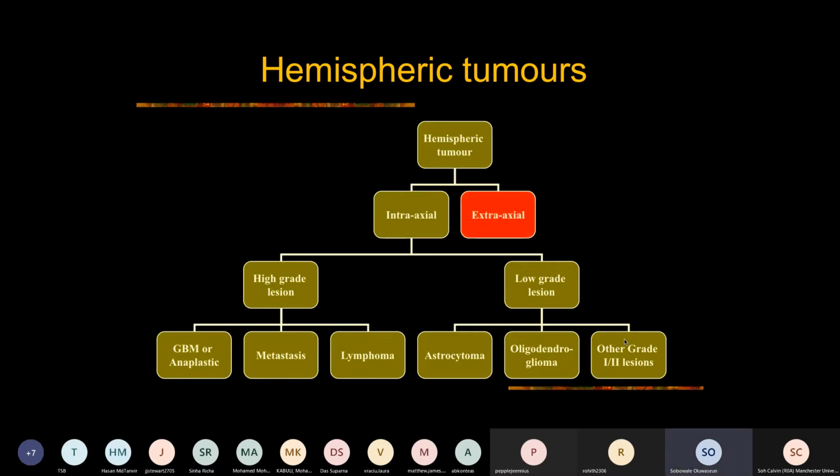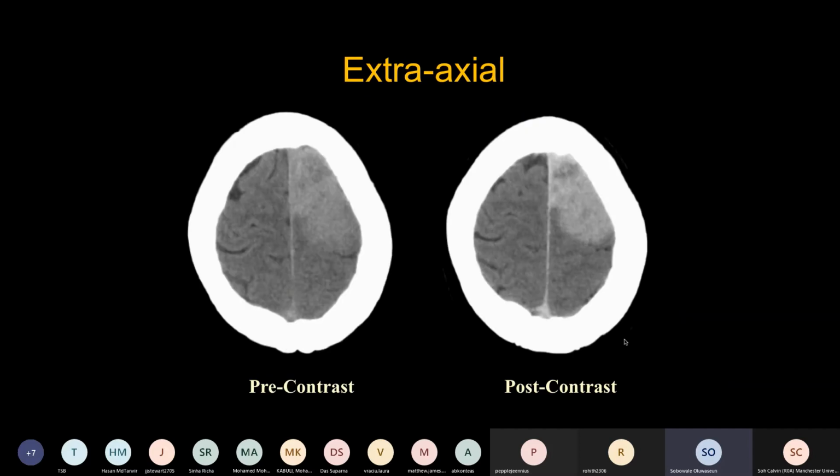Once you localize it as extra-axial, the majority of tumors are going to be meningioma. Occasionally, you will get dural metastasis or lesions coming from the bone, like plasmacytoma, expanding the bone, going to the dura, and pushing the bone inwards, and then you think of lesions outside the brain, such as bone lesions. So that's part of localization. Get it out of the way.